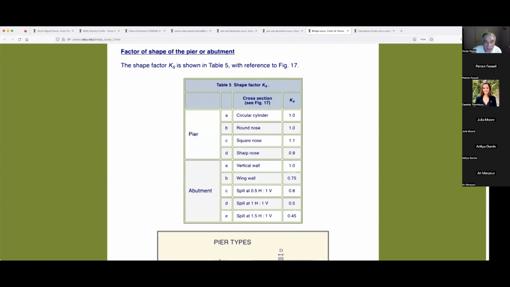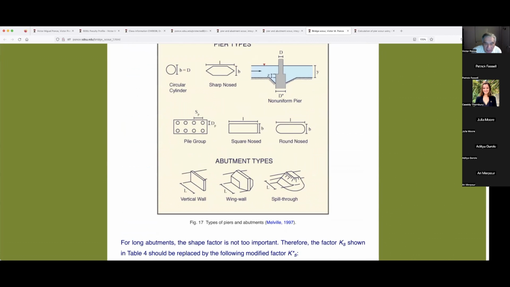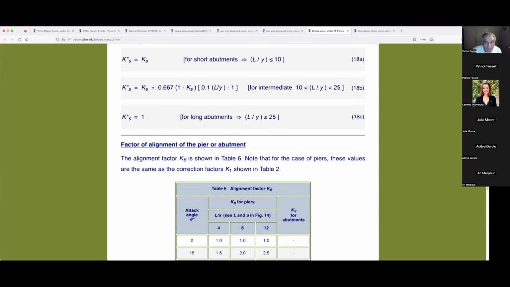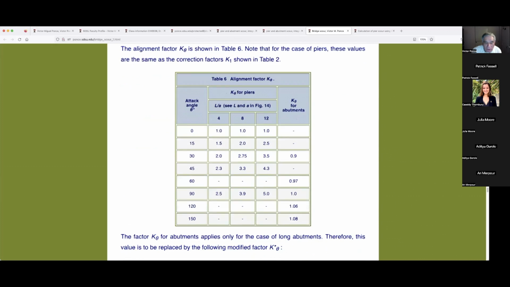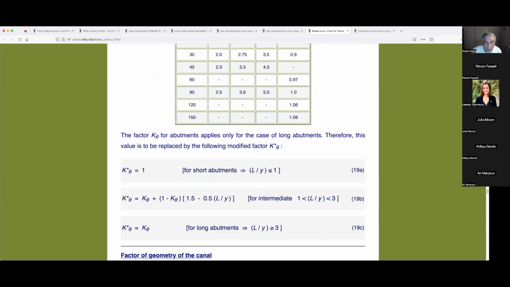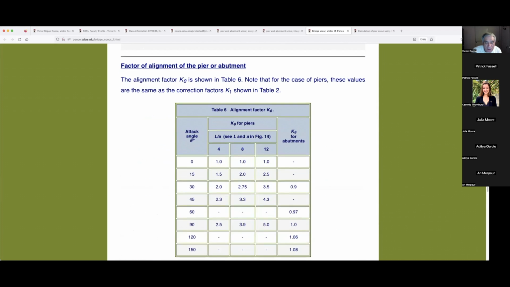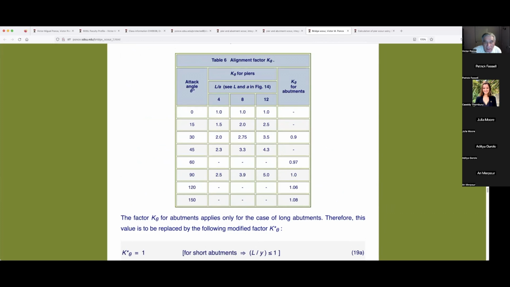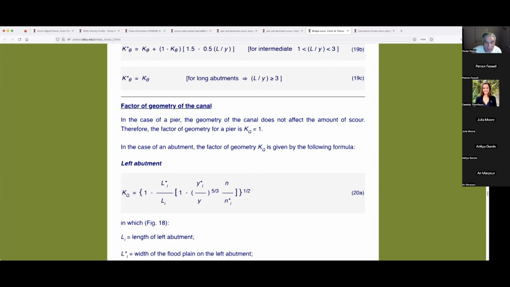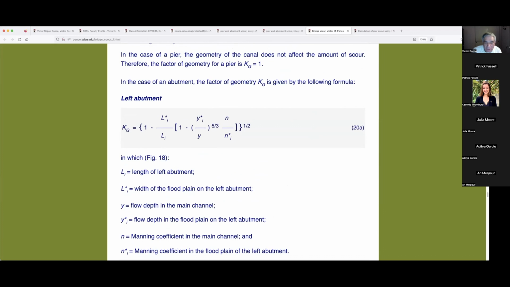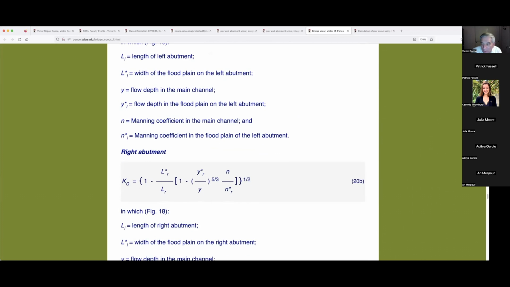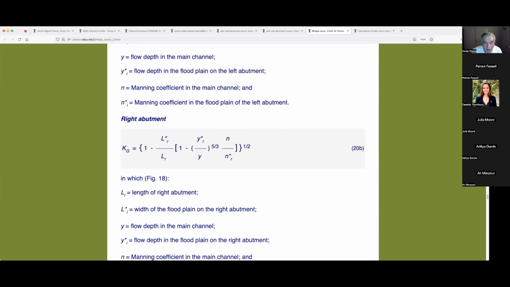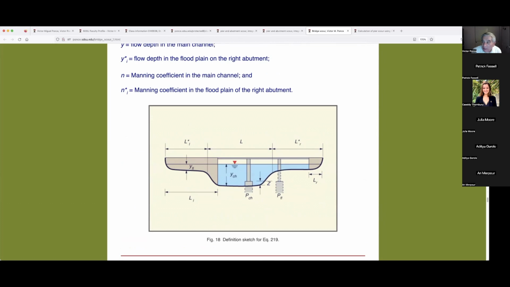Factor of shape of the pier, and these are the pier types, abutment types, and then the factor of alignment of the pier, and so forth. The alignment factor K sub theta, all in there. Factor of geometry, the geometry of the canal. This doesn't get any more complex than this, by the way. Spatially complex, mathematically complex, logistically complex. But it is purported to be the best formula, the most complete formula for scour calculations.